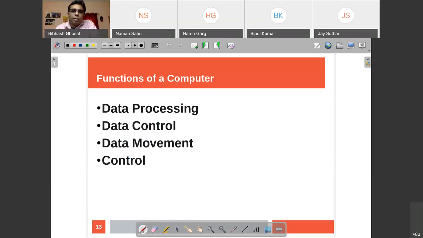Then we have some control operations, right? So control operations in a sense that, okay, if this happens, then do that, or else do this. So these are data control operations. Then there's data movement. You have movement of data from memory to the processor, from processor to the memory, or from one secondary storage device to the memory. So these are called data movement. So a computer has to do all this. So these are primarily the functions of a computer.